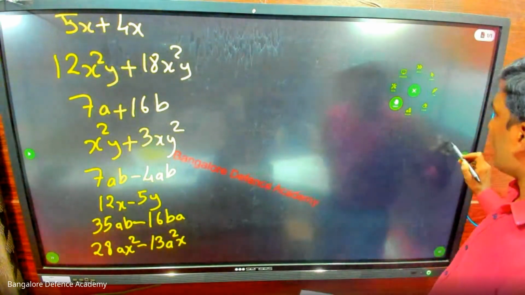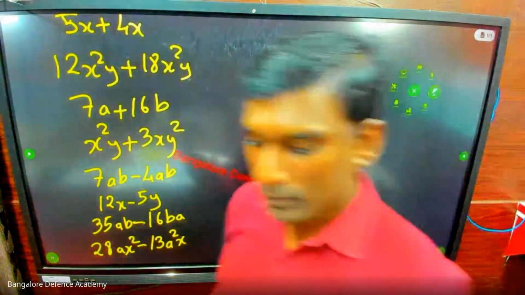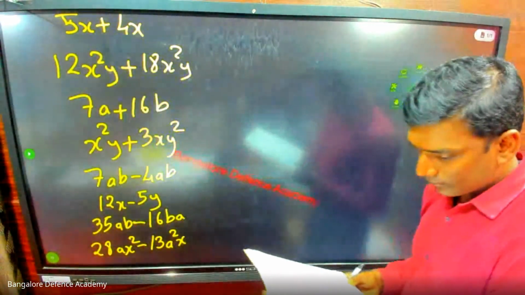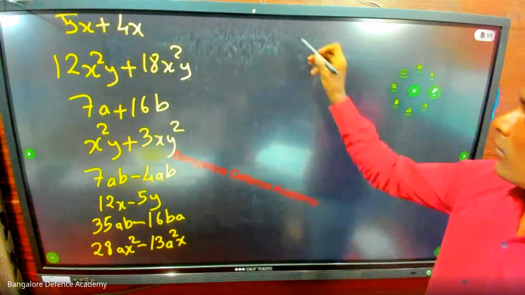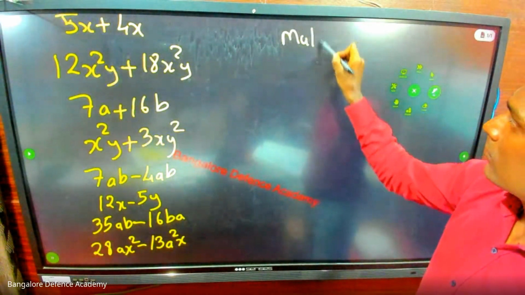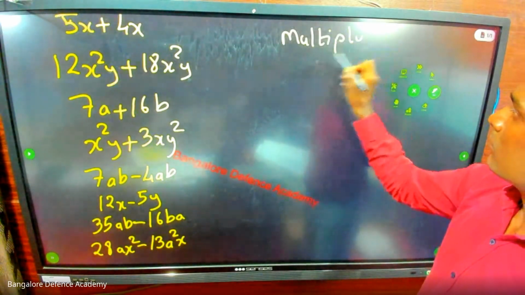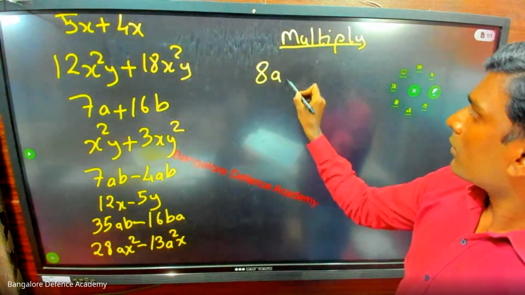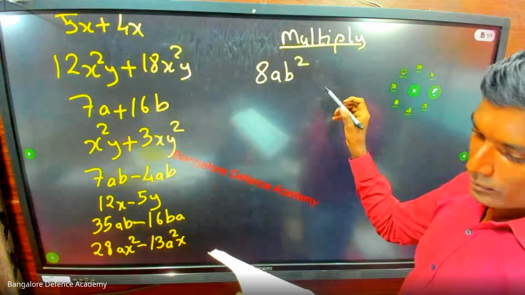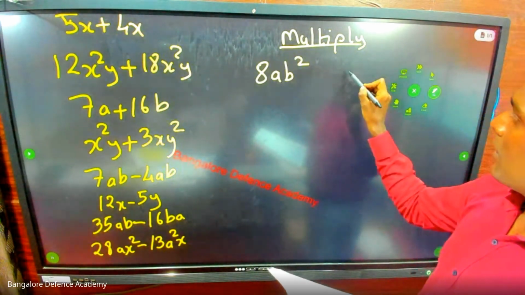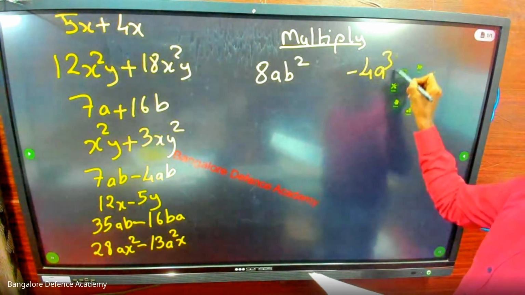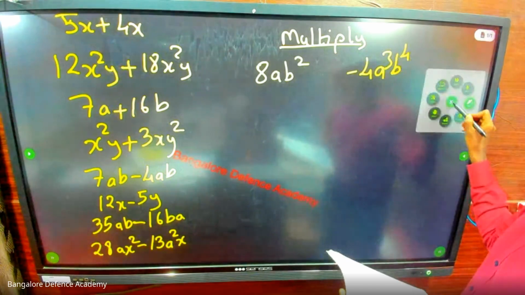Okay. Start doing it. Now, this is for you, eighth standard. The topic is multiply. Okay. Question one: 8ab square, you have to multiply by minus 4a cube b to the power of 4.